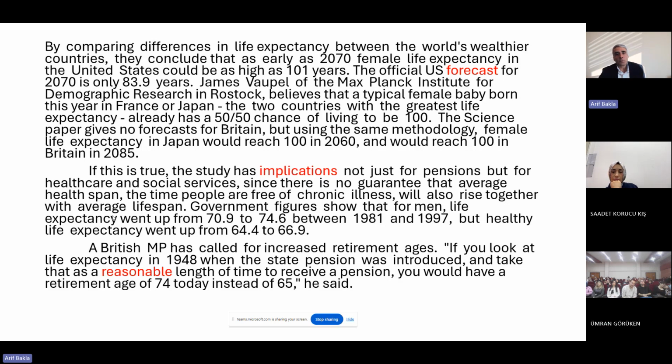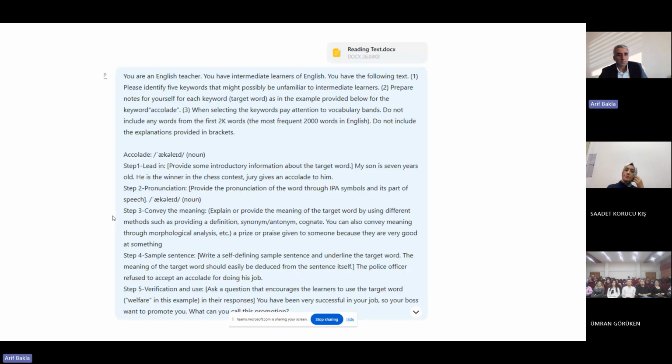The next time I will, of course, reiterate my prompt and say, do not select any cognates. Instead, select words from this band, or select words that intermediate students may not know. Once again, I could somehow stress this, highlight this. When you stress something, highlight something, it pays extra attention. And in that way, it will work, friends. So let's go on.